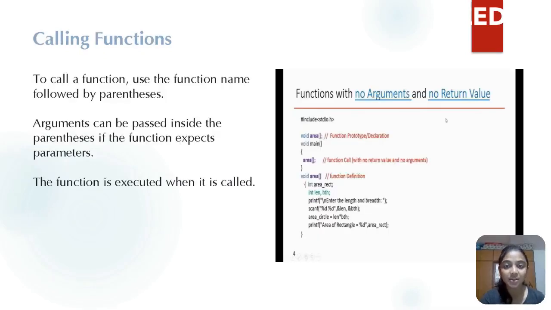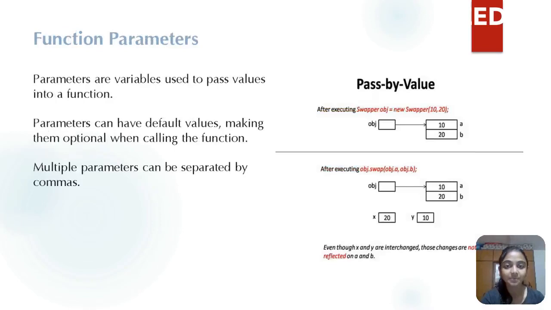Calling functions. To call a function, use the function name followed by parentheses. Arguments can be passed inside the parentheses if the function expects parameters. The function is executed when it is called.